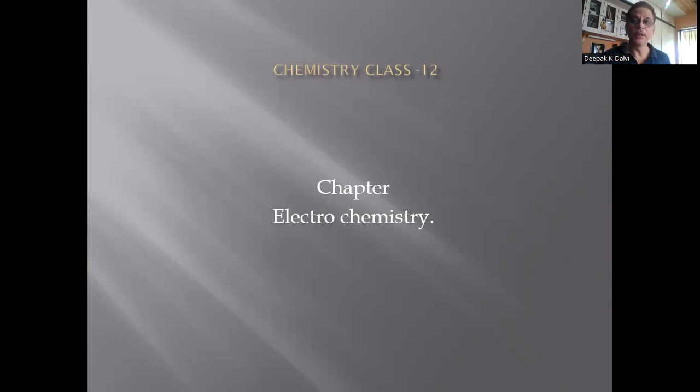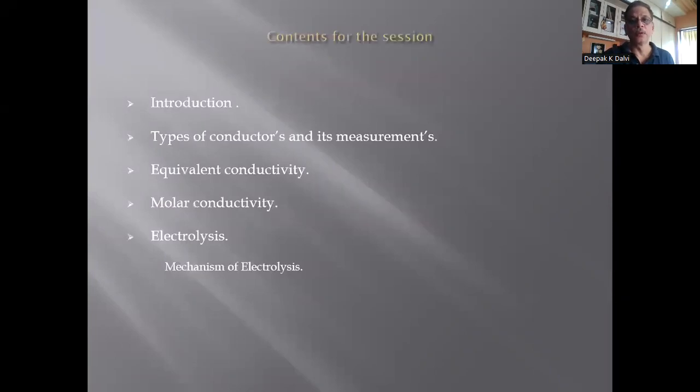I'm conducting your chemistry class 12 chapter for level 1. Its chapter name is Electrochemistry. So I'd like to introduce you to the contents of this chapter, which are like: electrochemistry consists of types of conductors and its measurements.